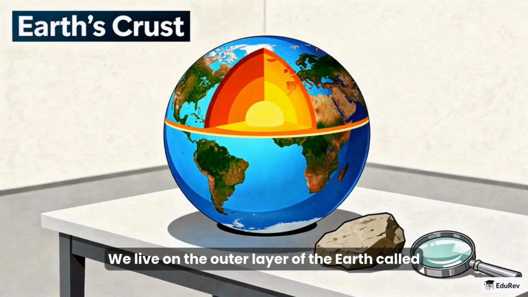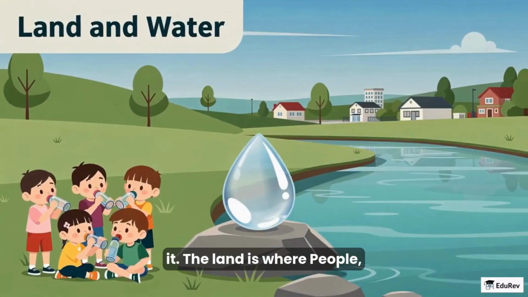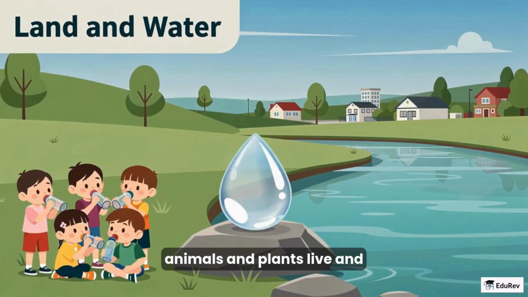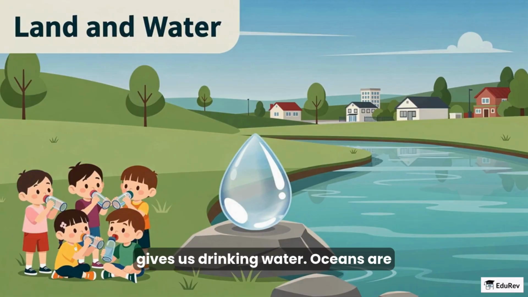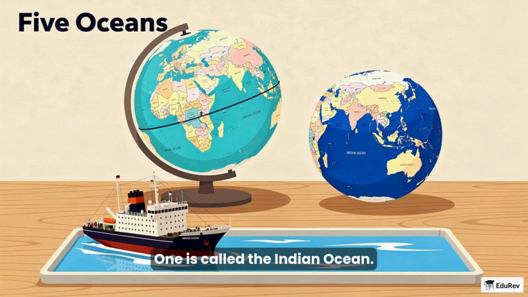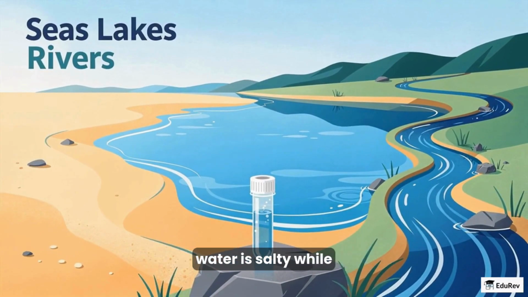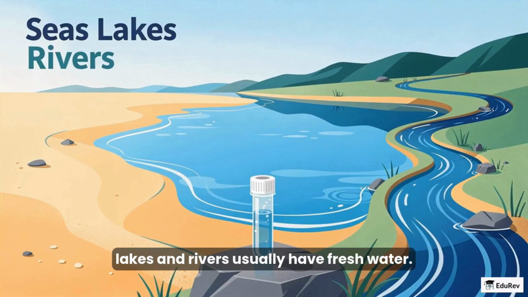We live on the outer layer of the Earth called the crust, which has land and water on it. The land is where people, animals, and plants live. And water, like rivers and lakes, gives us drinking water. Oceans are very big waters, and there are 5 of them. One is called the Indian Ocean. Smaller waters are seas, and their water is salty, while lakes and rivers usually have fresh water.